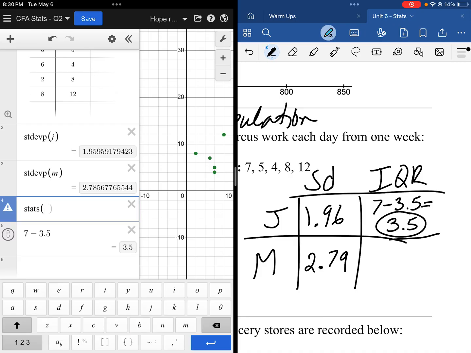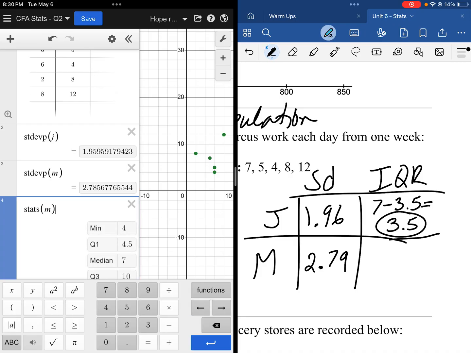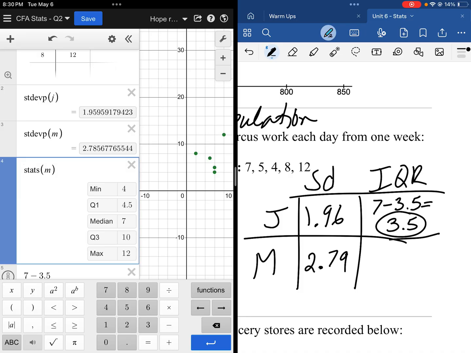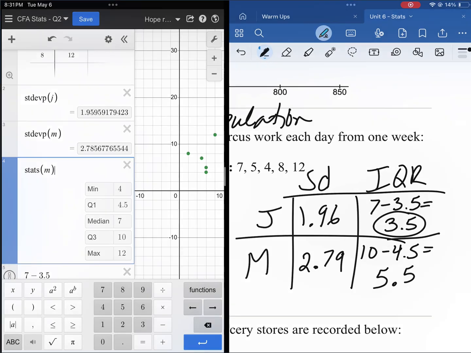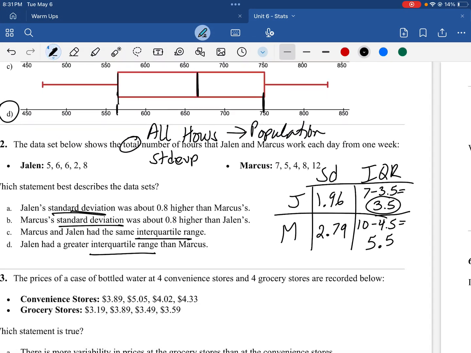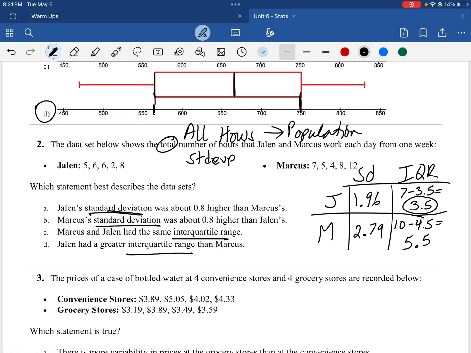Now let's look up for Marcus. So I'm putting the M. See how my data is changing. Again, we need the IQR, so Q3 minus Q1. So that is 10 minus 4.5, and that'll give us 5.5. So we can close out Desmos now. So let's see which of our answers are correct.